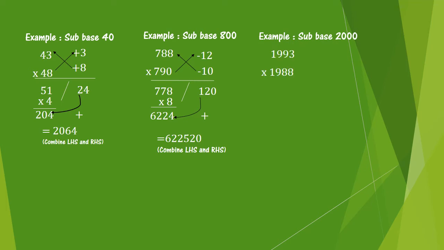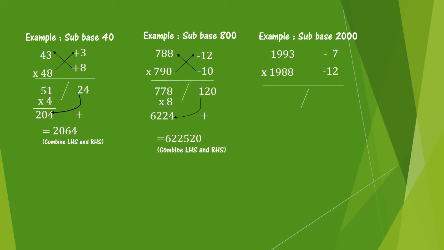Now let me show you another example with subbase 2000. Let's take 1993 into 1988. 1993 is less than 2000 by minus 7. And 1988 is less than 2000 by minus 12. Now we'll be doing this calculation in two parts. One is the right hand side and the other is the left hand side.